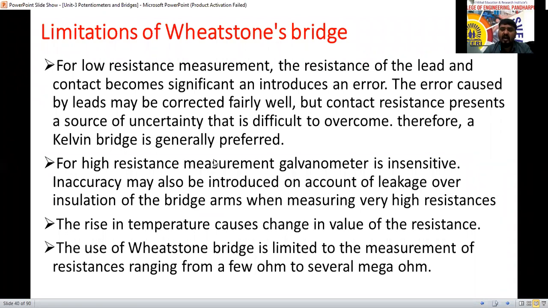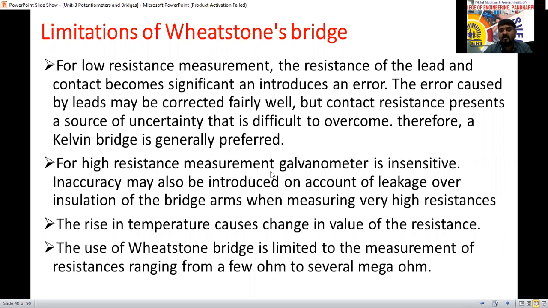Next, we'll go for high resistance. If we apply a high resistance value, what will happen? The galvanometer will be insensitive because of the high resistance. The temperature may vary over there. So these many problems will occur. For that reason also, it is not suitable for high resistance.